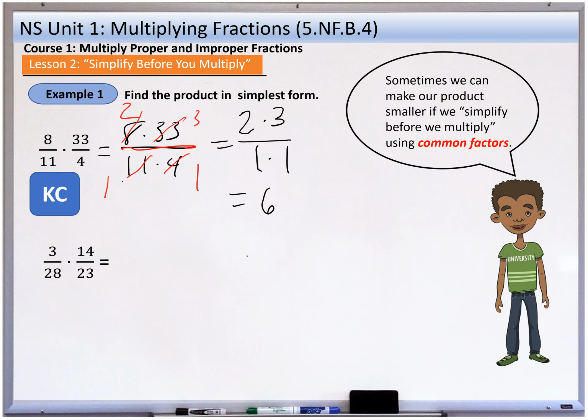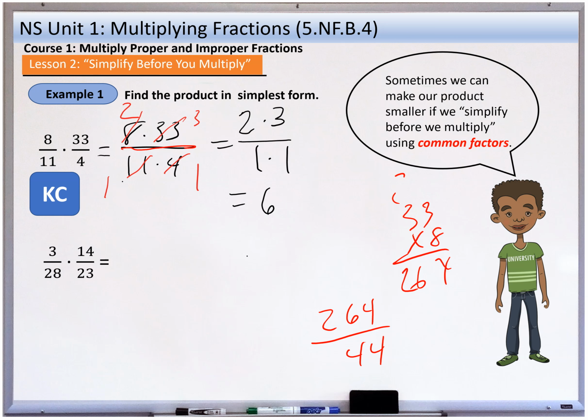But let's just see. What's 33 times 8? 264. I'd have 264 divided by 44, or my fraction would be 264 to 44, which is much more difficult to deal with than 6 to 1. Okay, so that's why we do it. It saves us from having large numerators and denominators. All right, so enough of my talking.